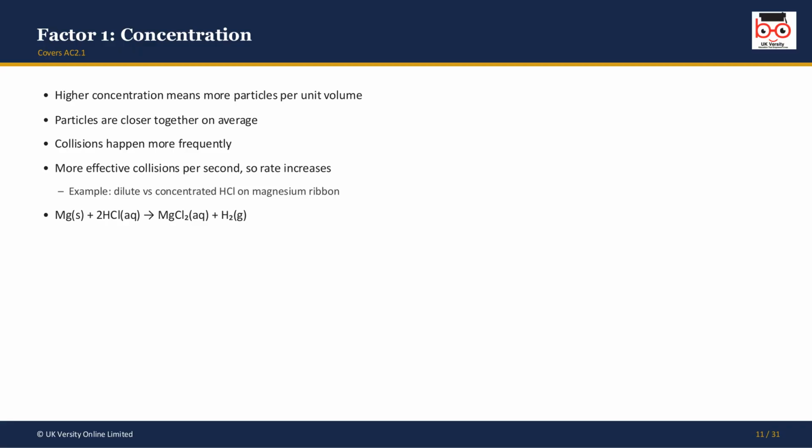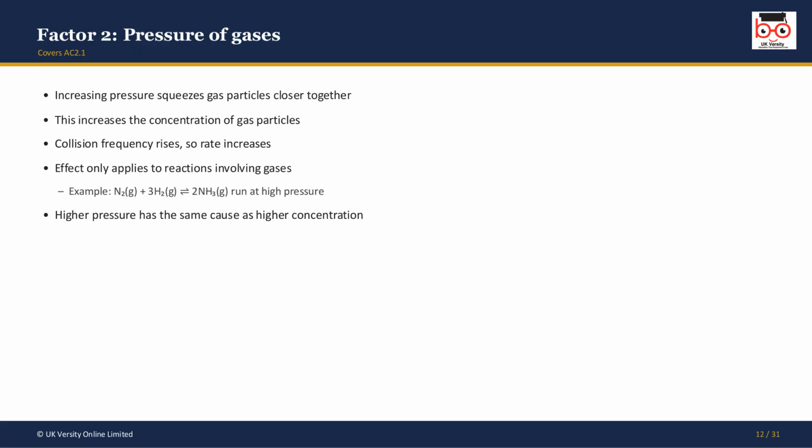collisions. Take concentration first. A higher concentration means more particles packed into the same volume, so on average, they're closer together and collisions happen more often. More collisions each second means more effective collisions, so the rate goes up. You can see it clearly comparing dilute and concentrated hydrochloric acid reacting with magnesium ribbon, which gives magnesium chloride and hydrogen.